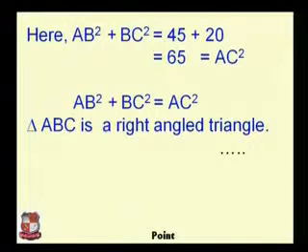So here AB square plus BC square, putting the values of AB square and BC square, 45 plus 20 we get 65, which is equivalent to AC square. So now we prove that AB square plus BC square is equal to AC square. According to Pythagoras theorem, triangle ABC is a right angle triangle. So we prove that.